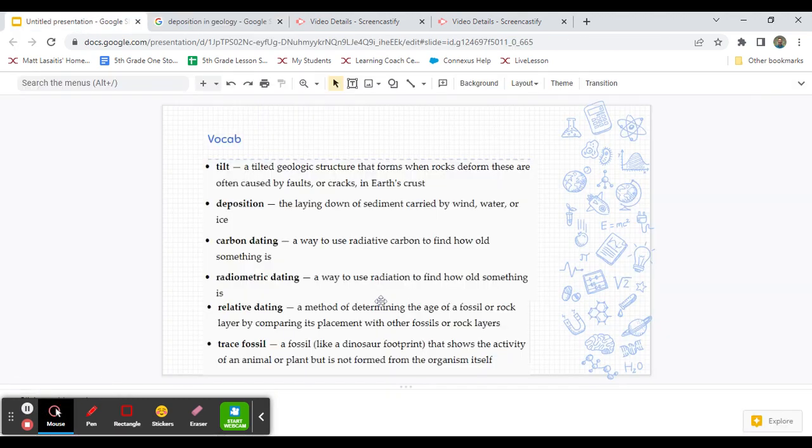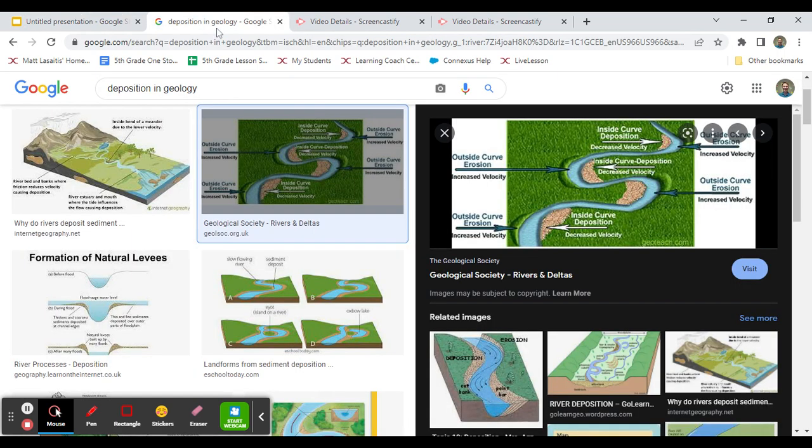All right, our next word is deposition, which is the laying down of sediment carried by wind, water, or ice. So there's a lot of different ways that this deposition can happen. We'll look at a picture here of it with water. This is a pretty common one with a river. The inside curve of a river usually slows down the water, and so it gives it time for sediment, things like sand and rock, to fall to the bottom, and that slowly builds up over time.